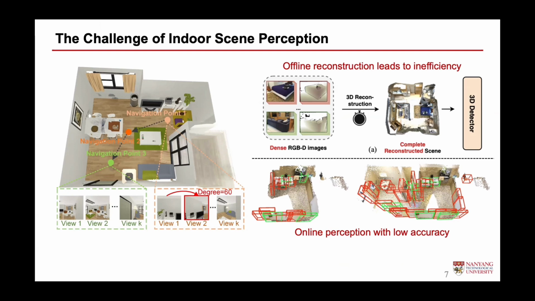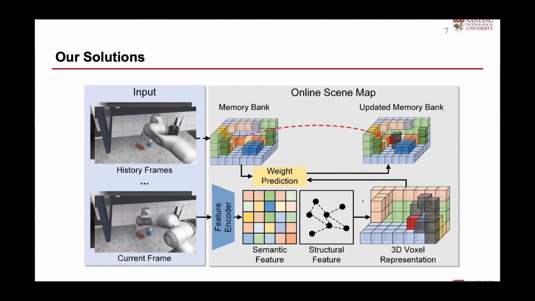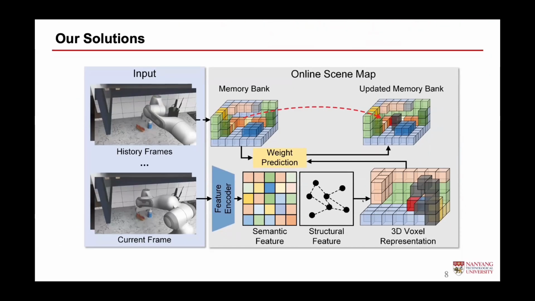For example, it will take like half an hour to an hour to build a scene map for a house over 100 square meters. So if every time, for example, we ask the robot to make an omelet, the robot needs to spend half an hour to build the map and then do the omelet. So actually, we need an online scene map.